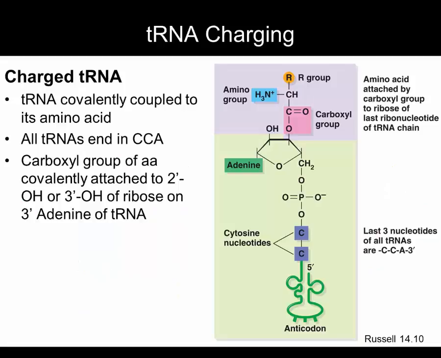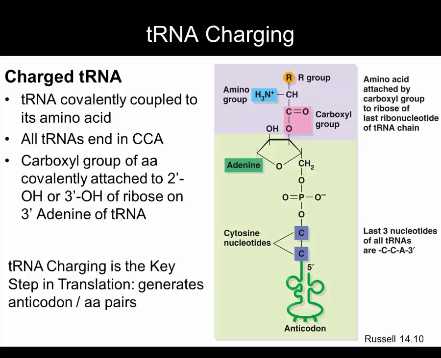Now let's talk about how the tRNA molecules are charged with amino acids. The last 3 nucleotides on the 3' end of the tRNA are always cytosine, cytosine, adenine, and the carboxyl of the amino acid is covalently bound to the 2' or 3' hydroxyl of the sugar of the last base. Ensuring the right amino acid is paired with a given anticodon is key for proper translation.